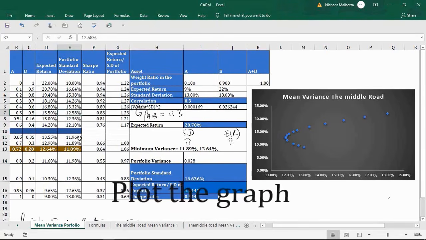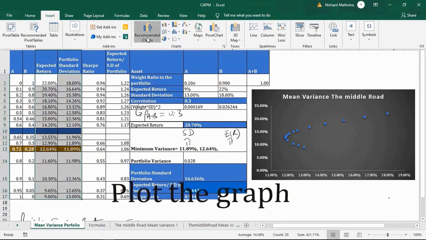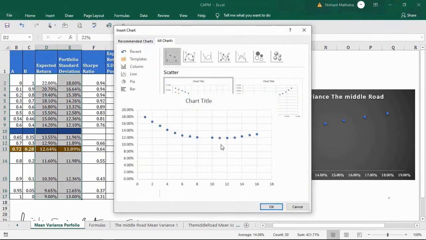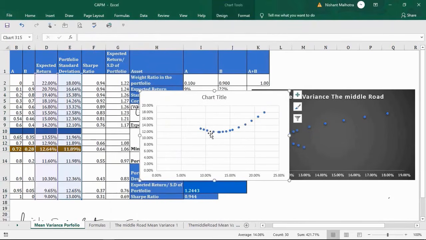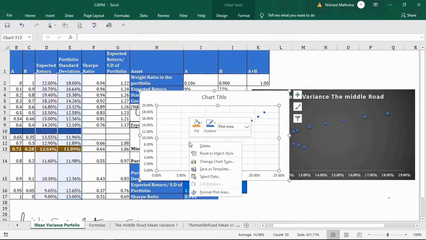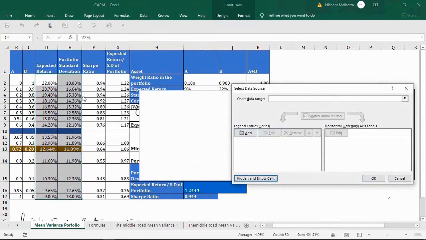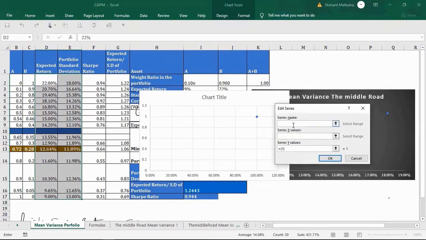First, you can select these two data points. You can go to insert, you can go to recommended charts, and you can go to all charts. We straight away go to a scatter plot. I want a different data set, so I right click, go to select data, and remove this data. Now I want to select the data, so first I add one, and name this series as mean variance.